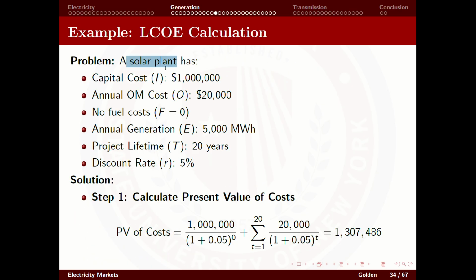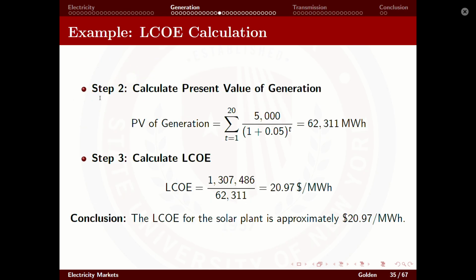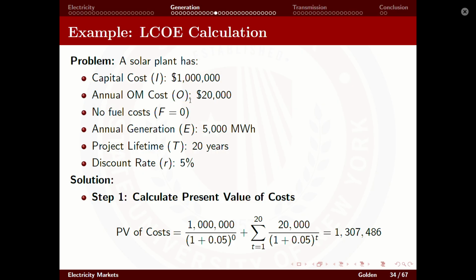Here's an example calculation. A solar plant has capital cost of $1 million, operation and maintenance cost of $20,000, no fuel costs because it's solar, annual generation of 5,000 megawatt hours. This can go on the bottom after we discount it. Project lifetime of 20 years, and a discount rate of 5%.